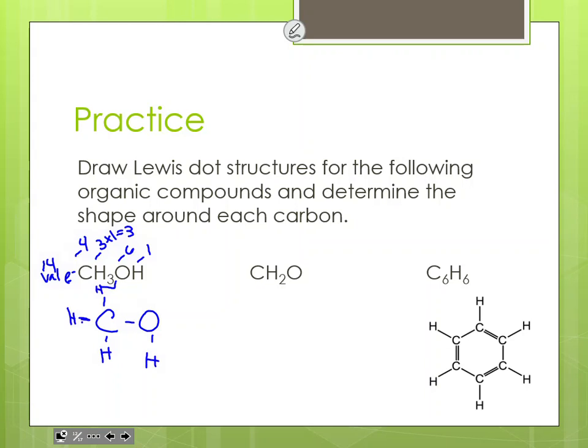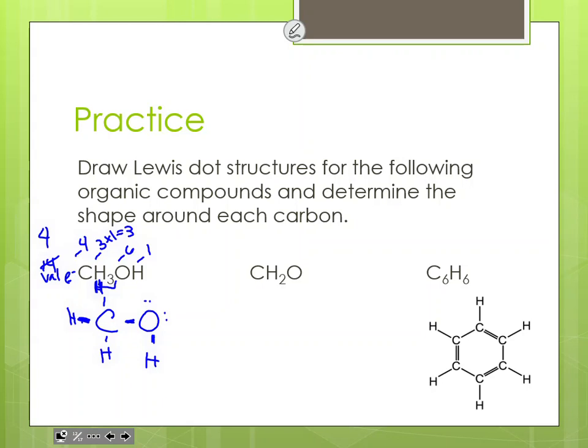2, 4, 6, 8, 10. Okay, 10. So now I have 4 electrons left. Which element still needs electrons in order to be stable? The oxygen, right? It's only got 2 bonds. This one right here and this one right here. So it still needs 4 dots, like so.